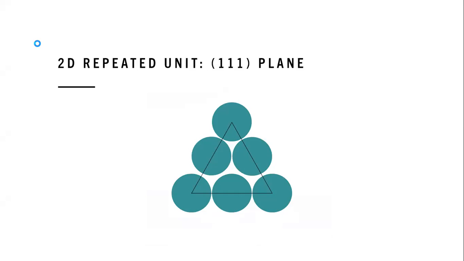This is a 2D repeated unit for the 111 plane. This represents the portion of FCC 111 plane within a unit cell. We can see that each side of the triangle of this plane has 4 radius.